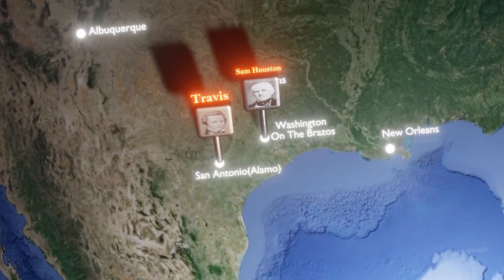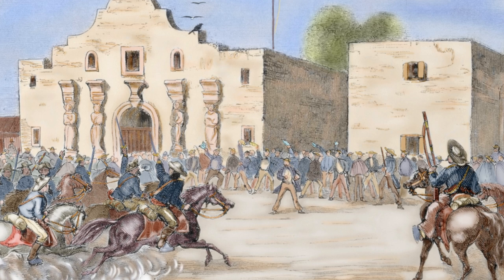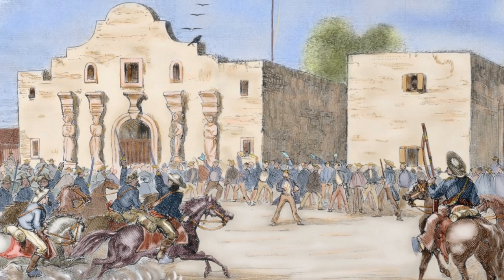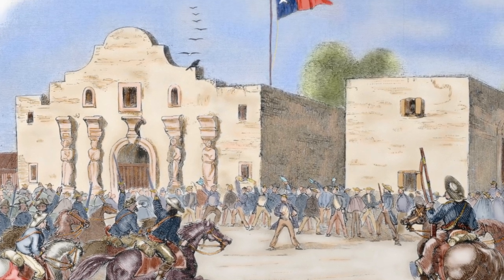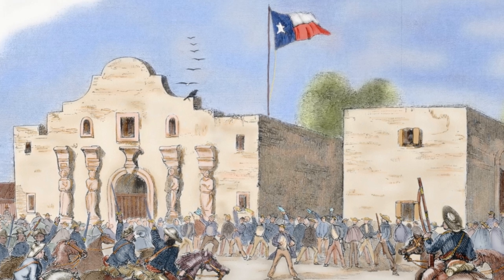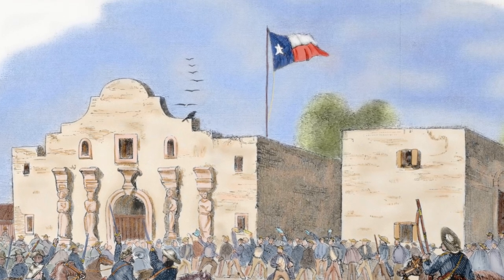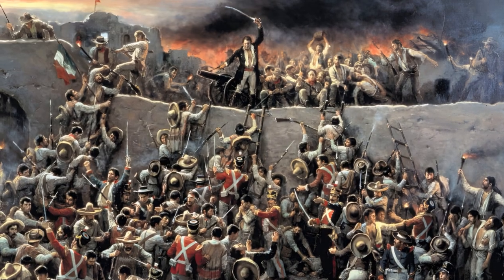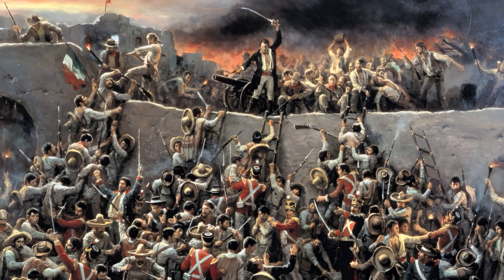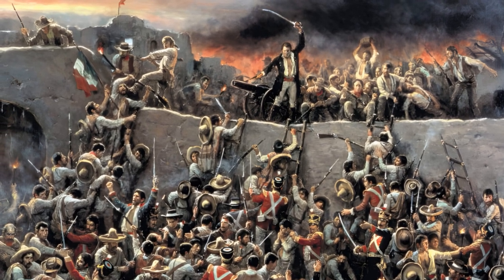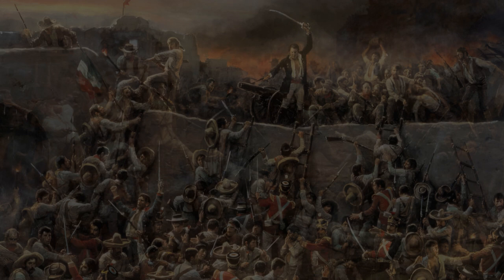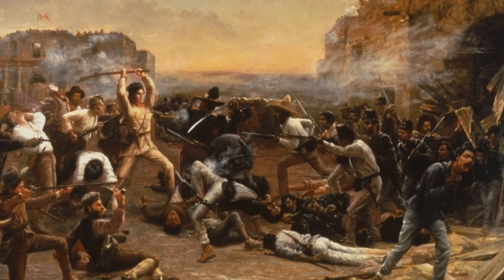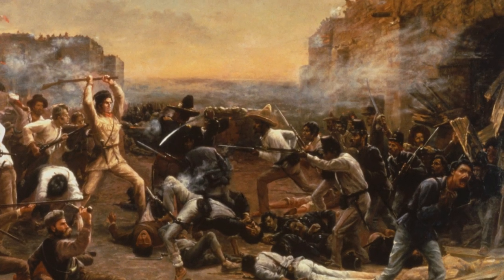In the pre-dawn hours of March 6, 1836, Santa Anna launched a final, full-scale assault on the Alamo. Mexican troops attacked from multiple directions, overwhelming the already exhausted defenders. Despite a valiant resistance, the Texans were ultimately overrun. The battle was brutal, with fierce hand-to-hand combat within the compound's walls.